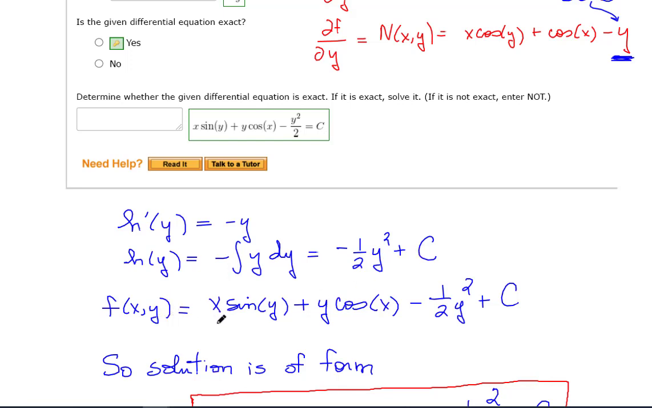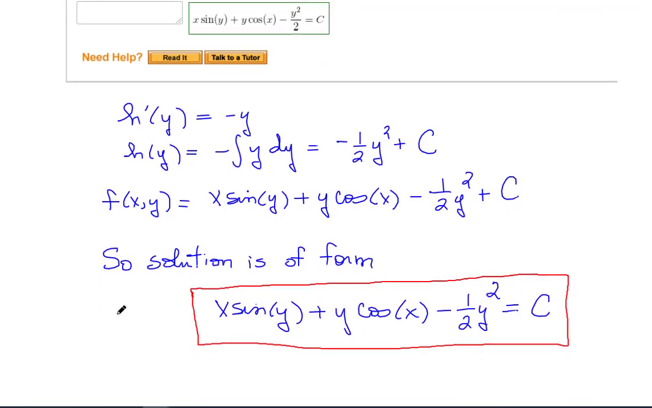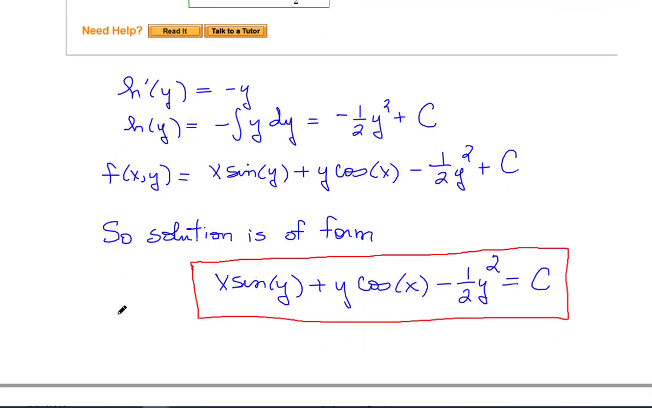And if I fill back in what I knew about h of y, we get our function of x and y. So the solution is of a form where f of x and y is 0, or this equals a constant.